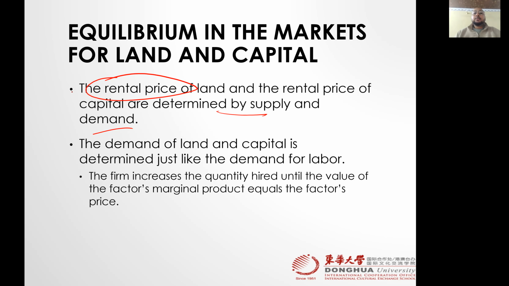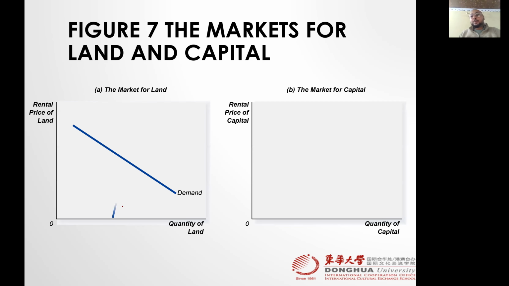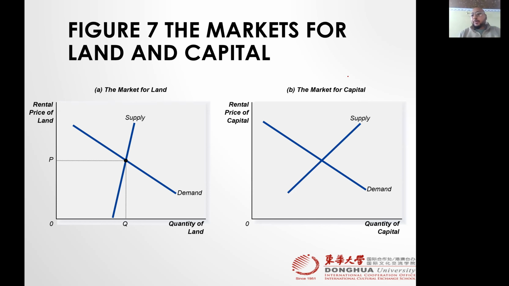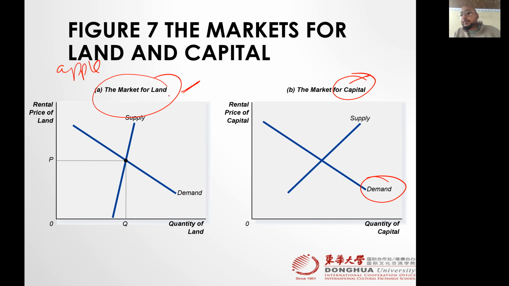All right. So the demand for land and capital is determined just like demand for labor. The firm increases the quantity hired until the value of the factor's marginal product equals the factor's price. Simple. See, if we talk about capital, their demand and supply depend on the market for apples. So both land and capital depend on the market for apples.